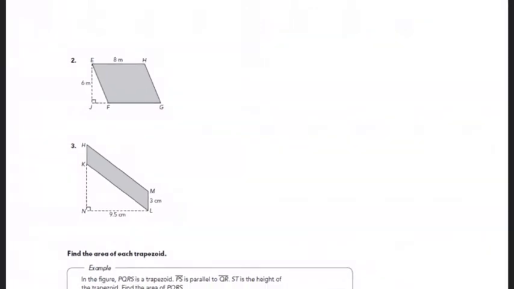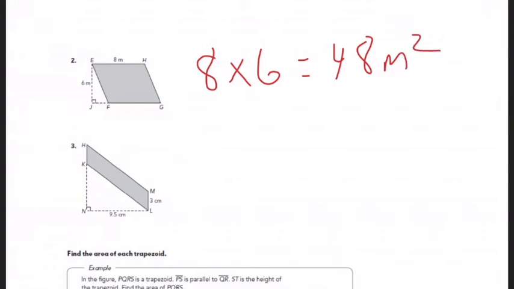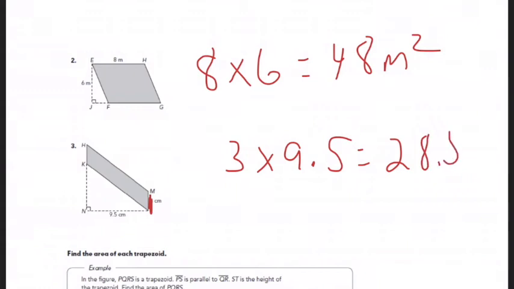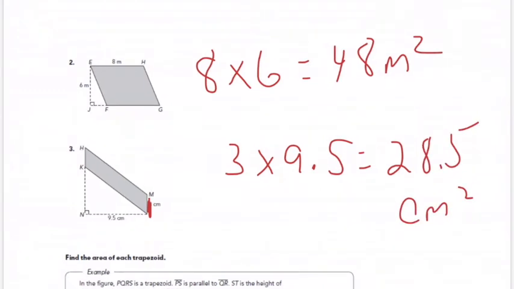Okay, this one, area is base times height. So base is 8, height is 6. So that's going to equal 48 meters squared. This one, the base is actually 3. So it's 3 times 9.5. 3 times 9.5 is 28.5 centimeters squared. So 28.5 centimeters squared for that one.